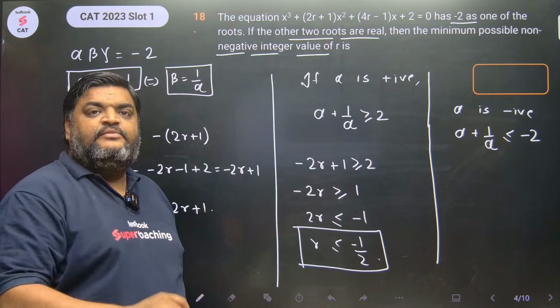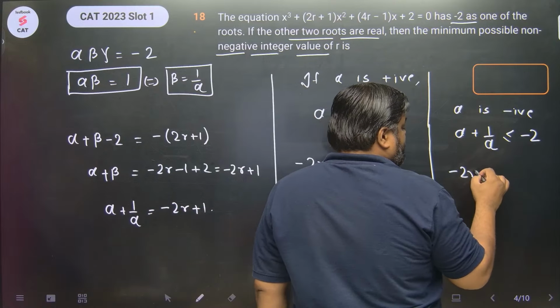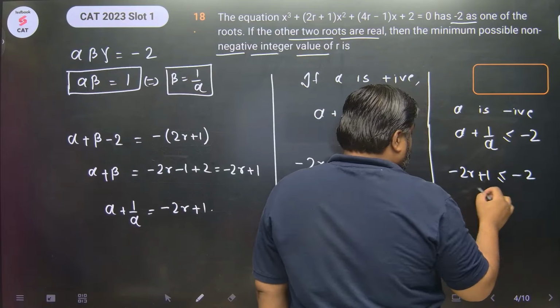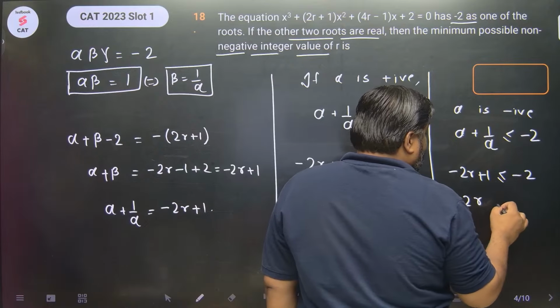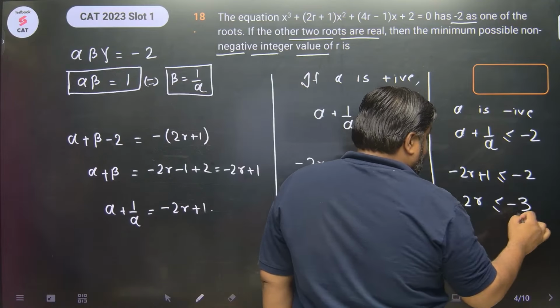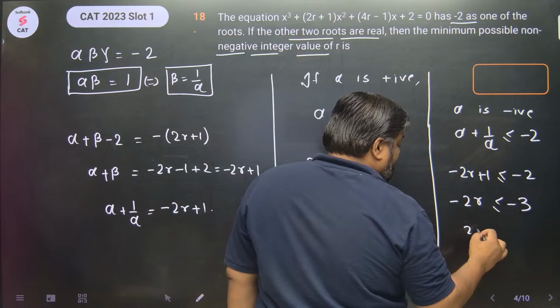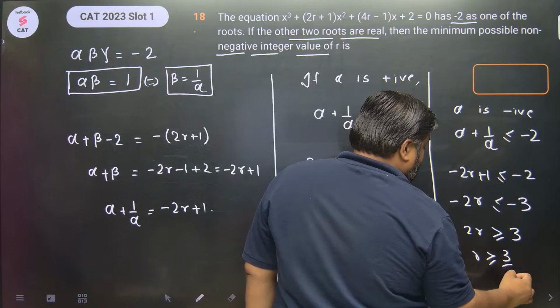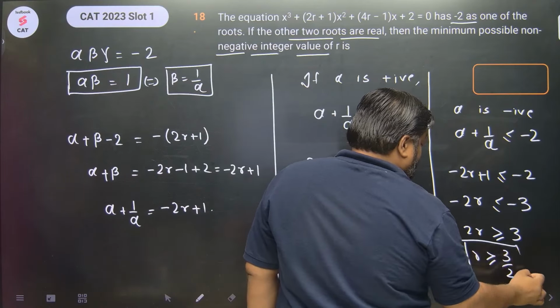If we investigate the other case, I can put alpha plus 1 by alpha as minus 2r plus 1. So minus 2r plus 1 is less than or equal to minus 2. This goes to the left hand side. So minus 2r is less than or equal to minus 3. And sign change, so the inequality changes. R is greater than or equal to 3/2, yes or no? R is greater than or equal to 3/2.